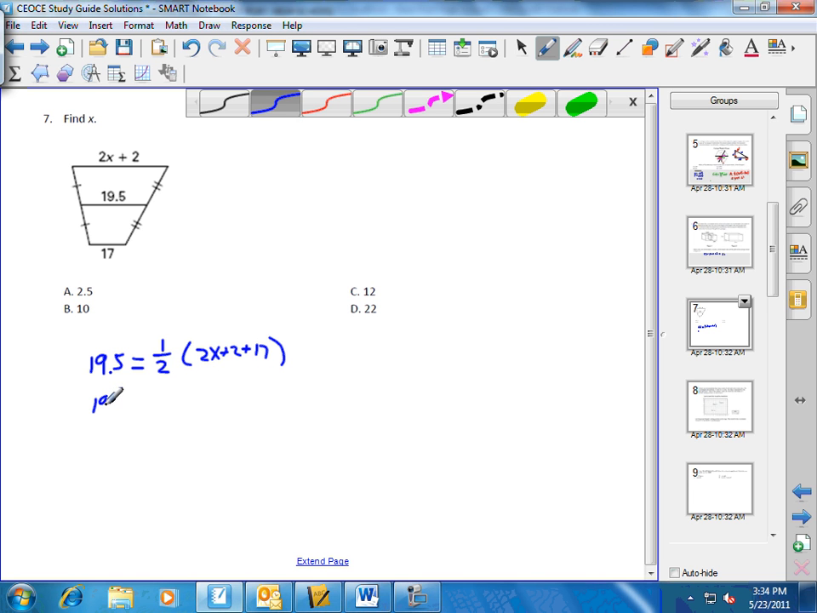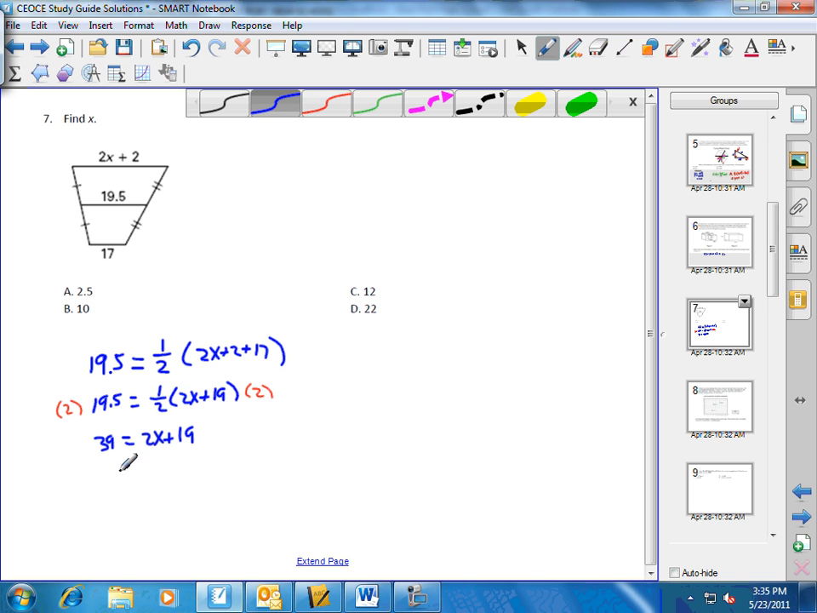So 19.5 is equal to one half (2x plus 19). And then instead of multiplying everything out through one half, I'm going to multiply both sides by 2 to get rid of this one half. If I multiply both sides by 2, then I'm left with 39 is equal to 2x plus 19.